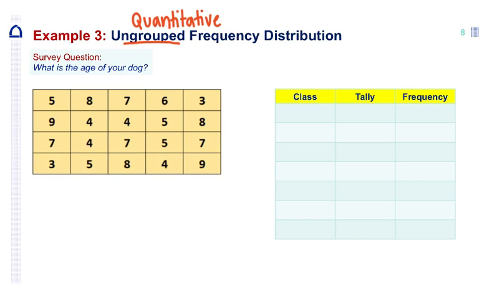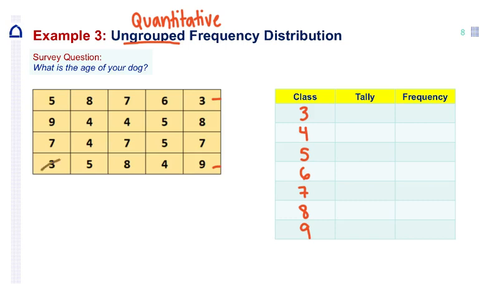So for example, I see the smallest age is 3, the largest is 9. So we can make our classes just have one item each in them. 3, 4, 5, 6, 7, 8, and 9. These are the different dog ages. There's no reason to group them into the same class. So we can have these 7 classes, and each dog age gets its own category, its own class. So very quickly, we will figure out the frequencies.